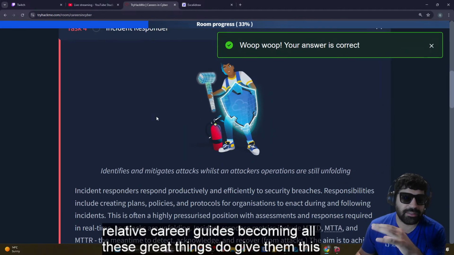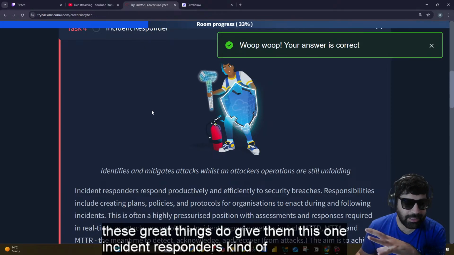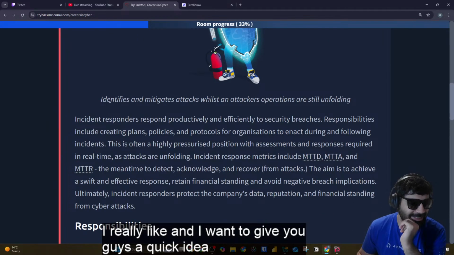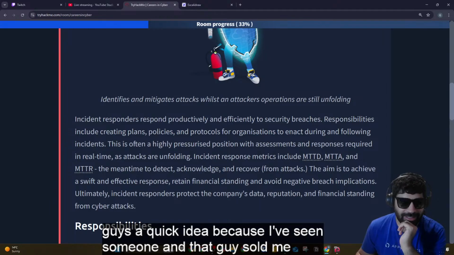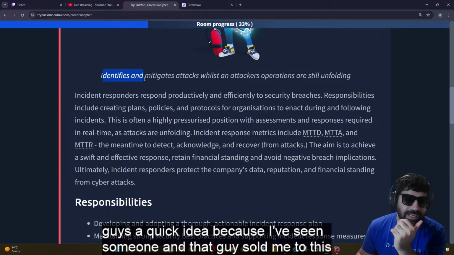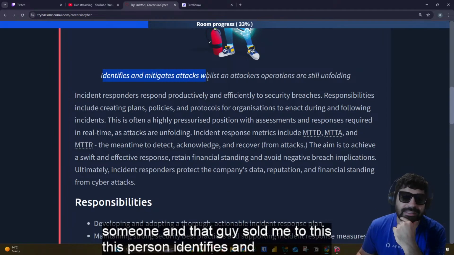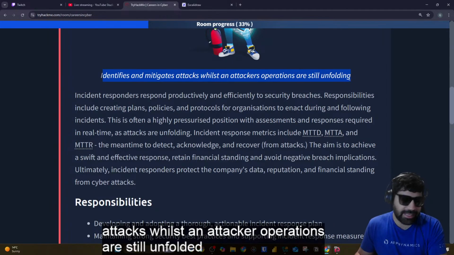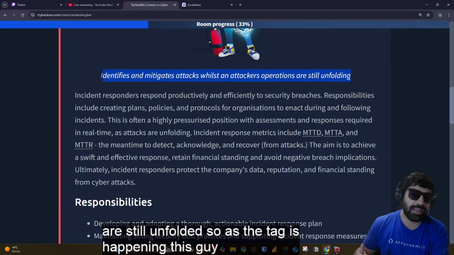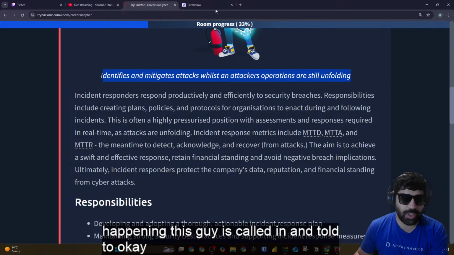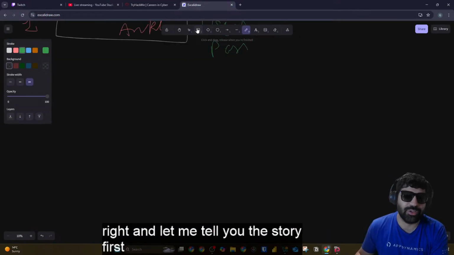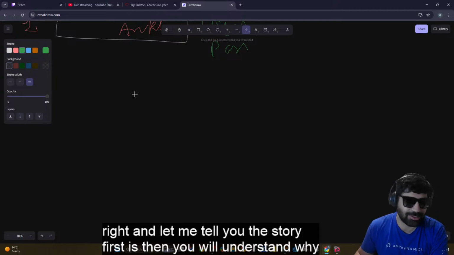This one, incident responder, is kind of one I really like, and I want to give you guys a quick idea because I've seen someone and that guy sold me on this. This person identifies and mitigates attacks whilst an attacker's operations are still unfolding. So as the attack is happening, this guy is called in and told, okay, help us. Why I know this one, right? And let me tell you the story first, then you will understand why the guy sold me.